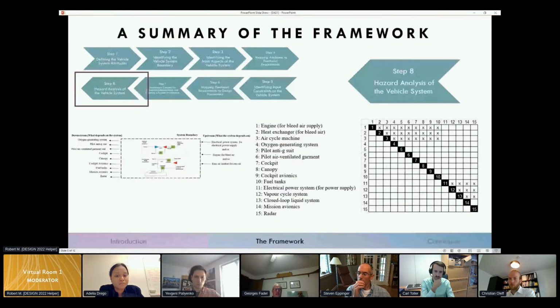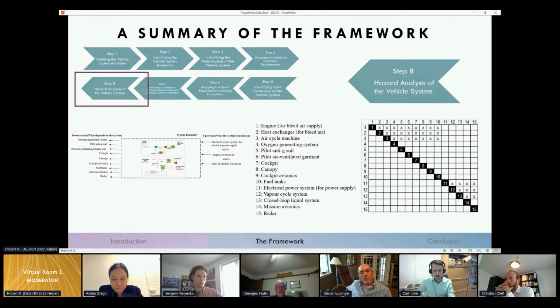The final step in the framework entails a hazard analysis of the vehicle system concept. First, all the subsystems the ECS will depend on, the components of the ECS itself, and the subsystems that will depend on the ECS are listed as shown on the left-hand side of the screen. Then, the list is used to create a component design structure matrix as shown on the right-hand side of the screen.